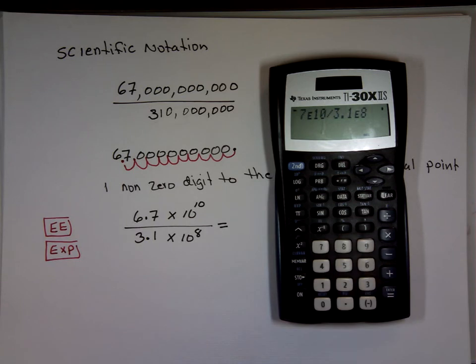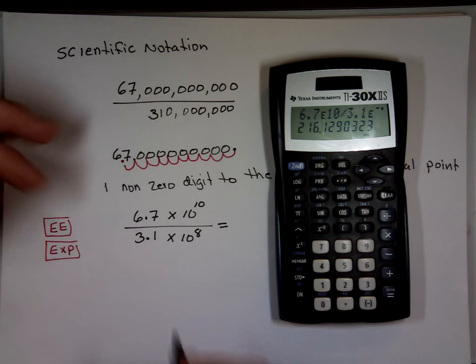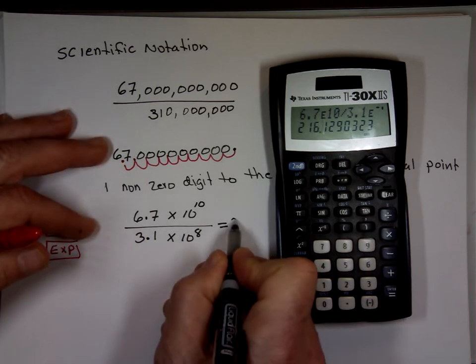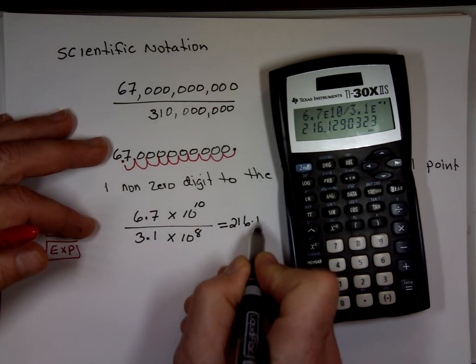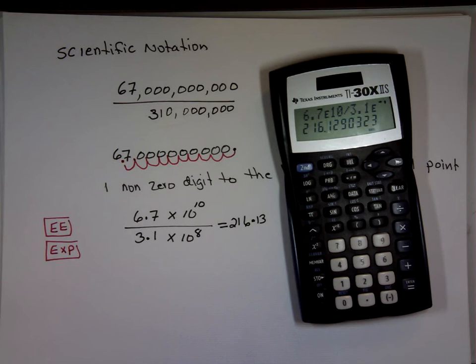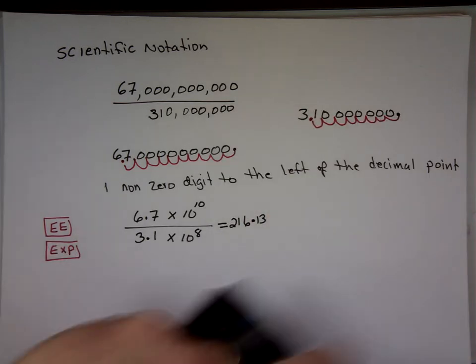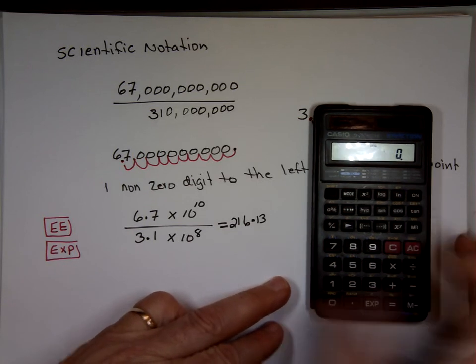If I do that, it says Bill Gates can afford to give each one of us in the USA $216.13 before the money's gone. Again, I could have taken this calculator here, clear. There we go. It should give me the same answer.